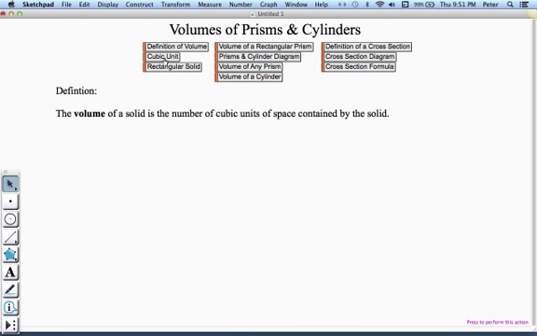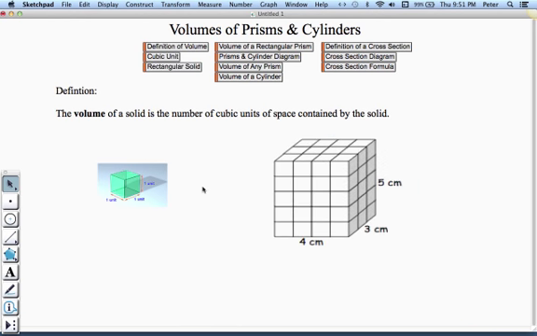Well, when we talk about a cubic unit, it's really just a cube that is 1 unit wide, 1 unit long, and 1 unit high. And the question with volume is, how many of these cubic units will fit into the larger unit? The larger, be it a prism, or a cylinder, or a pyramid, or a cone.